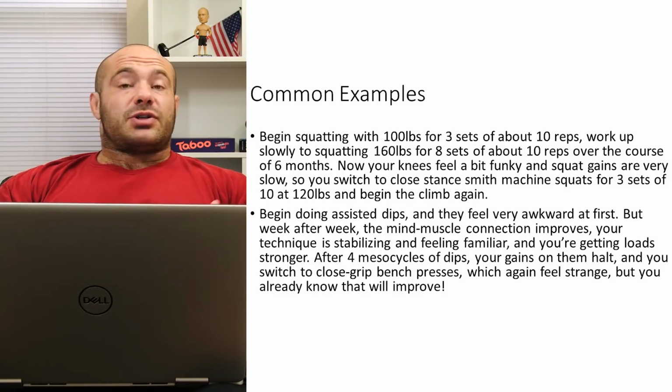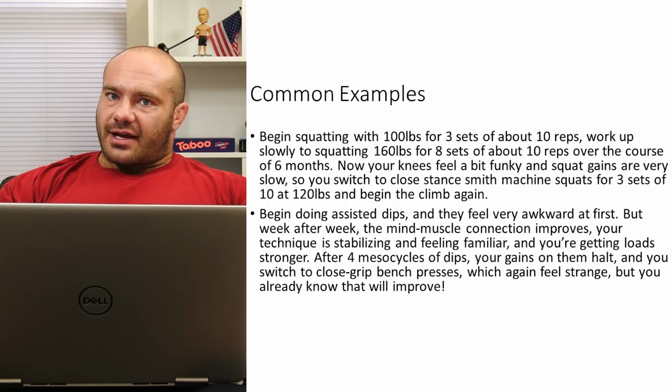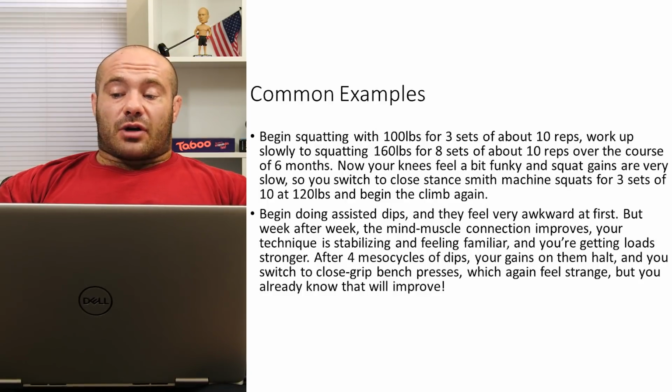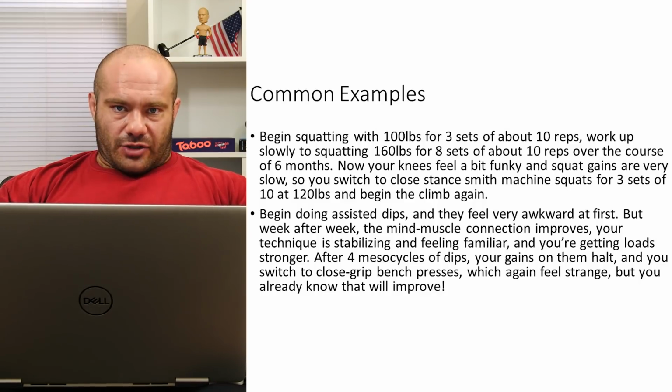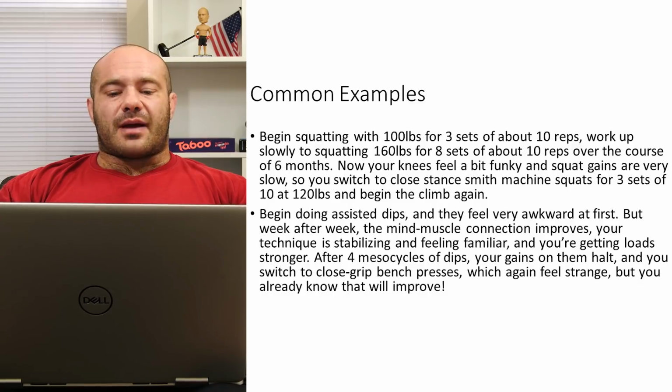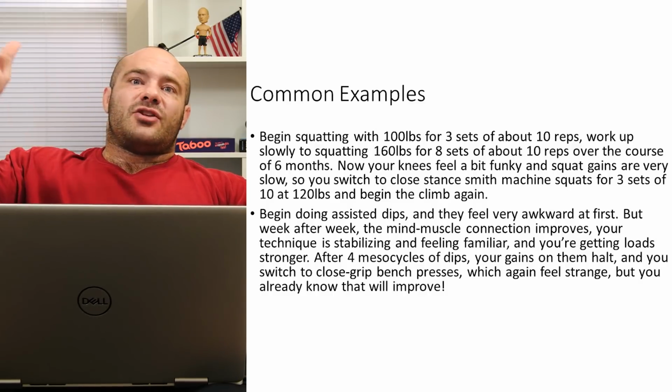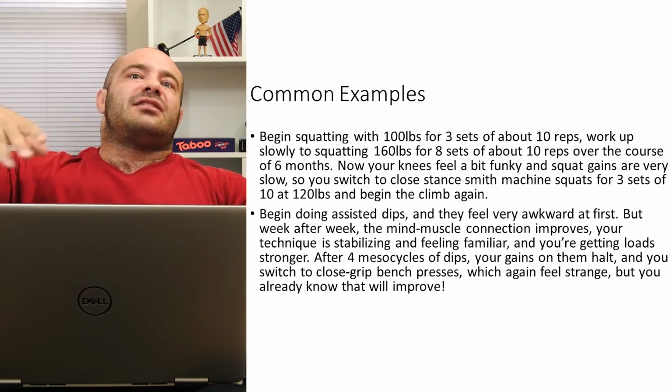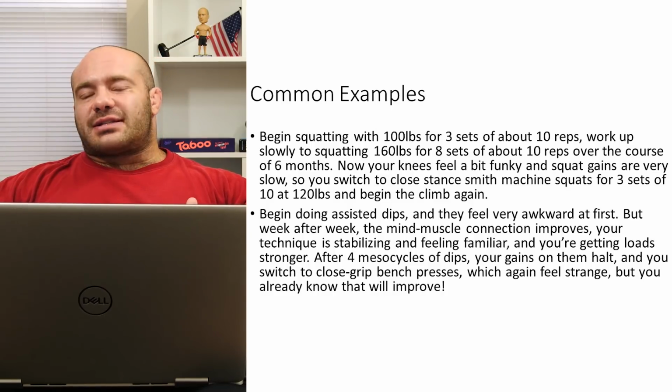So you switch to close stance Smith machine squats, which are quite a different exercise. And then you start with 3 sets of 10 or so at 120 pounds. It just happens to challenge you at that number of sets and reps. And you begin to climb again. You maybe end those at 160 because they're a more challenging exercise, 4 to 6 months later.